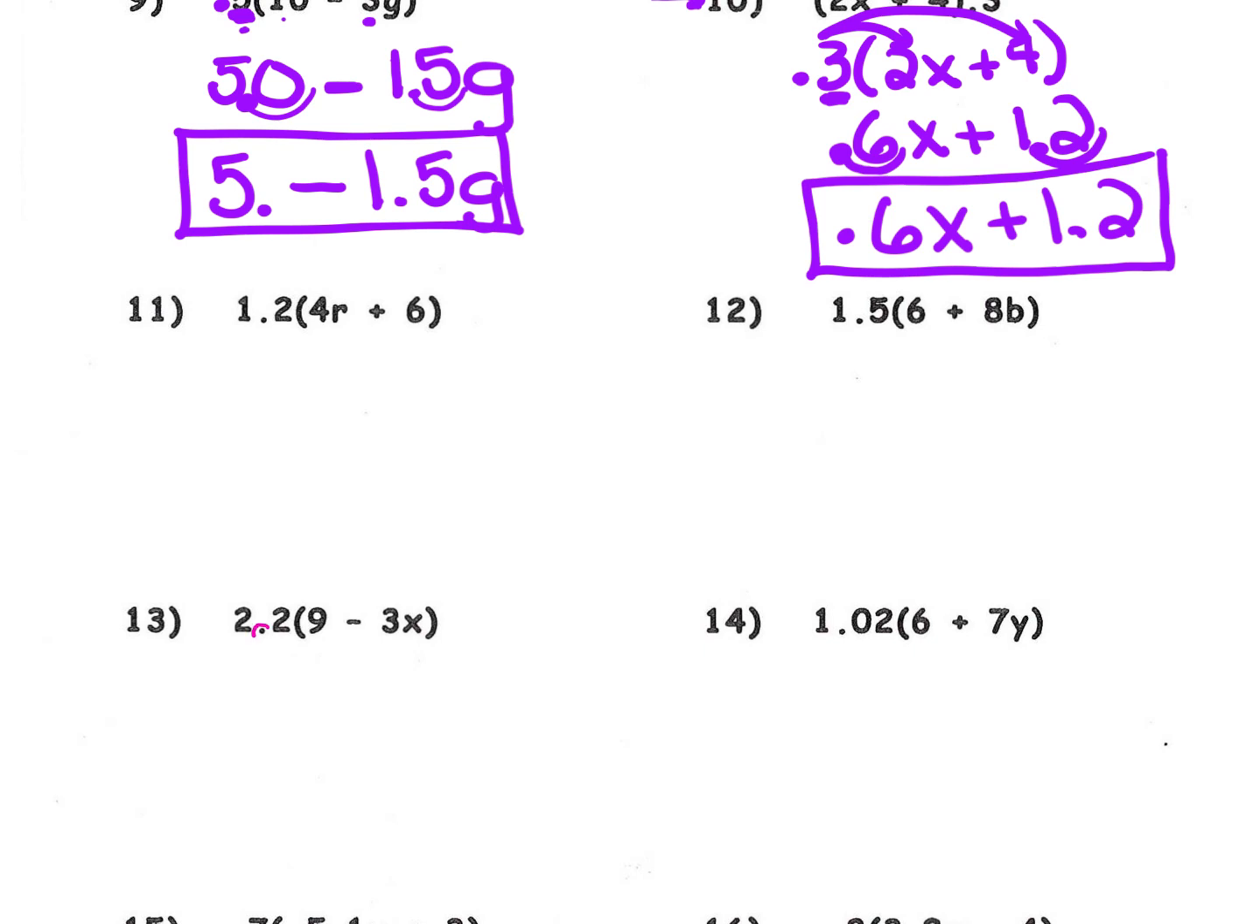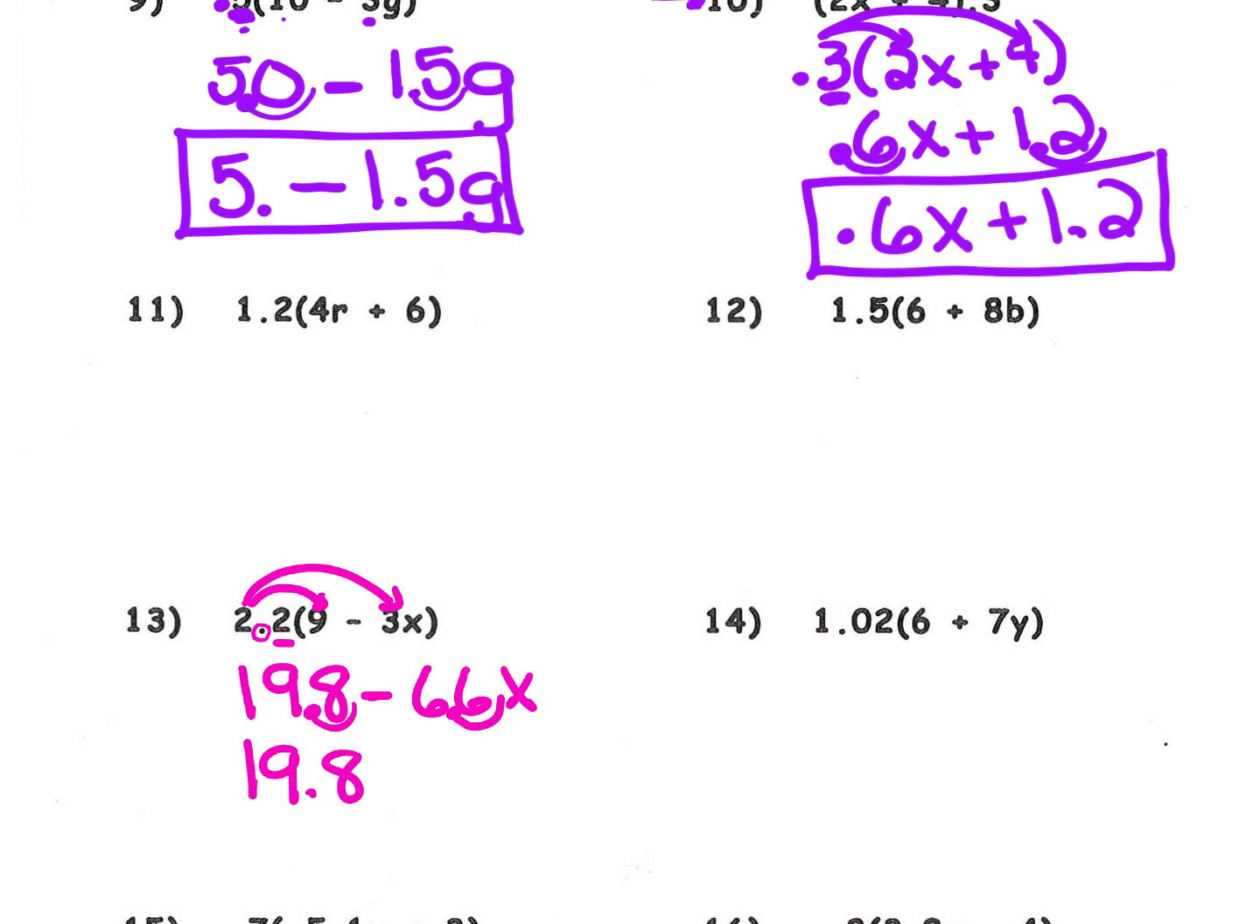We're going to ignore the decimal point for a moment, and we're going to multiply 22 times 9. 22 times 9 is 198. But we need to scoop once because of that decimal position. Bring down the minus sign, then 22 times 3 is 66x. But we have to scoop once. Our final answer is 19.8 minus 6.6x.